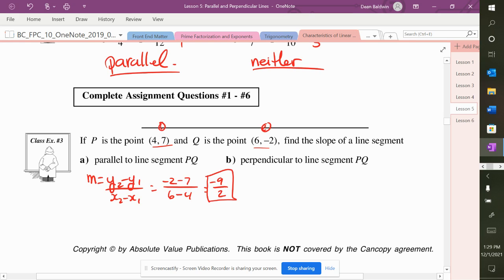So if I said a parallel line segment, do I have to do anything to that? Because it means it has the same slope. So that's just the slope of PQ. If I say find a perpendicular slope, what do you do with that slope? Flip it. Now M perpendicular. If it's already negative and I put a negative in front of it, what happens to it? It turns positive. So the perpendicular slope is just 2/9.